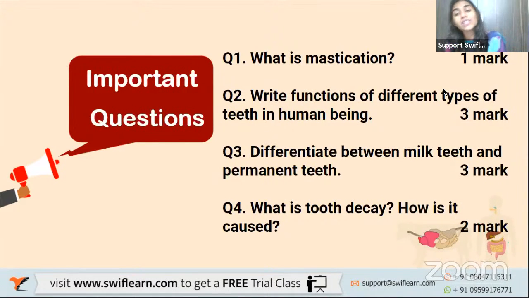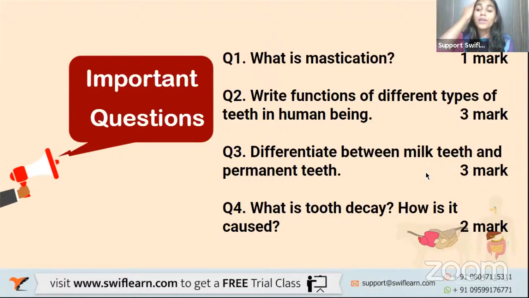The second question is, write down functions of different types of teeth in human beings. You have incisors. What do incisors do? Biting, right? Cutting and biting is the incisors' function. Then you have canines. Canines are for tearing. Then you have premolars for crushing and grinding. Then you have molars, which help in fine grinding of the food.